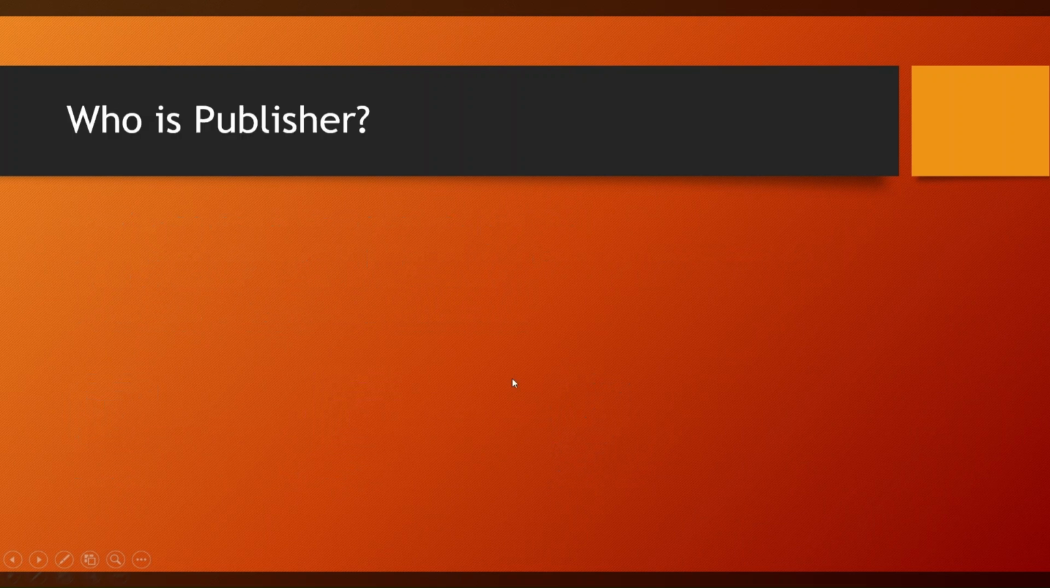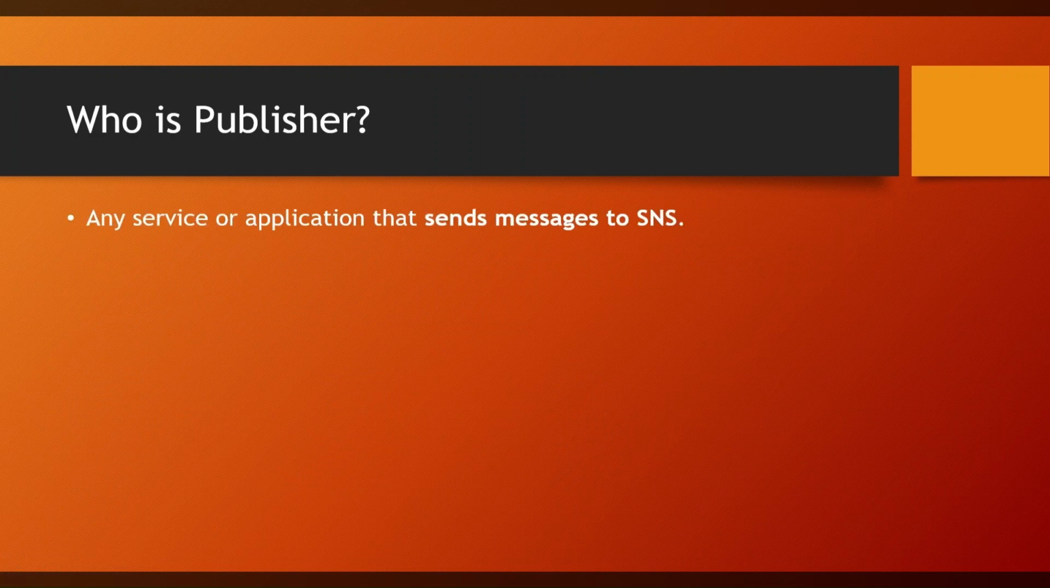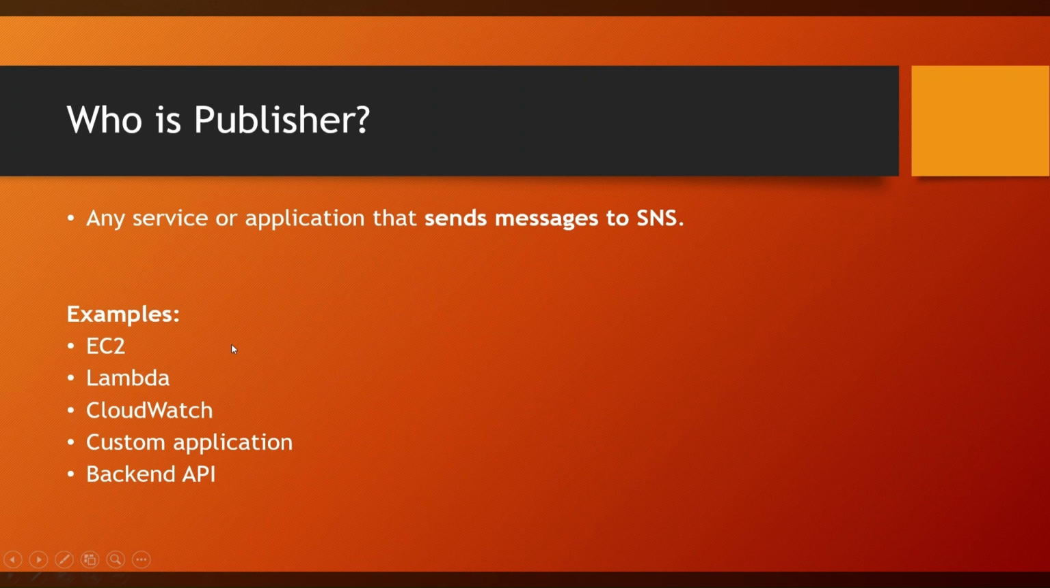Then, who is the publisher here? A publisher is nothing but any service or application that sends a message to SNS. For example, an EC2 instance, Lambda, CloudWatch, a custom application or a backend API. These are all publishers. They can all send messages to SNS, which means all of these services initiate the messages or events to SNS.